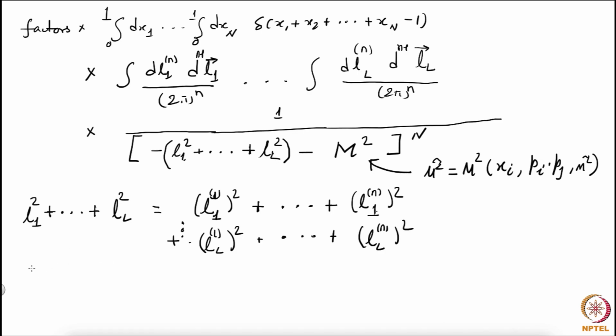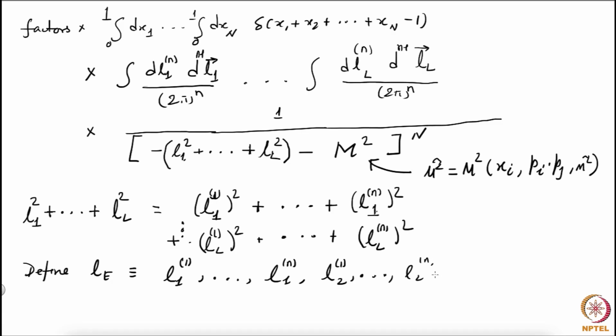Okay, so now let's define a new vector which I will call LE. Let me define it first, it will be easier. These are the components: L11, L12, L1n, then it has L21 up to L2n, okay, then L1, L, n. So that's the LE vector, okay, in the Euclidean space.